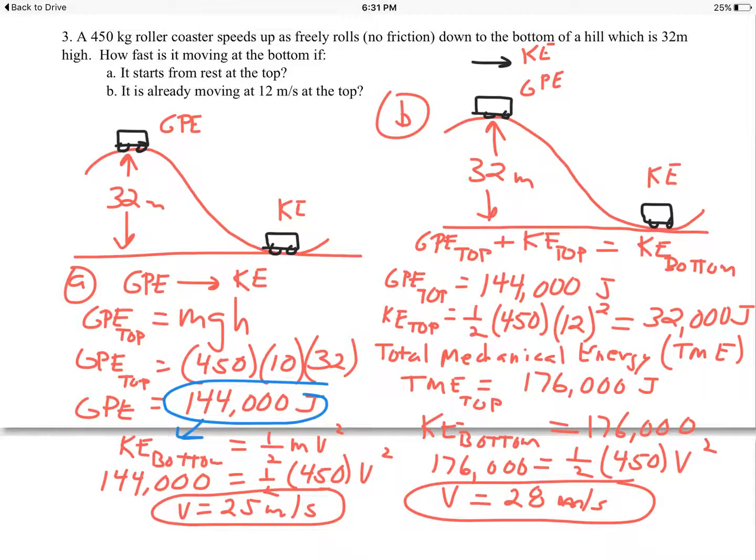So this is a very good example of conservation of energy, and we're assuming no frictional losses. Energy was not created or destroyed. It was transferred from, in the first case A, all GPE into kinetic energy. And in case B, a combination of kinetic energy and GPE at the top to all kinetic energy at the bottom. Law of conservation of energy.